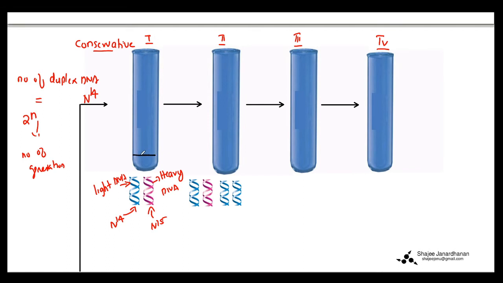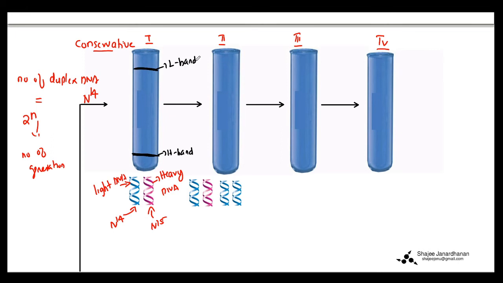One band is at the bottom of the tube that corresponds to the heavy DNA, and you expect another band at the top of the tube that corresponds to the light DNA. Their thickness will be the same, since the concentration of both the duplexes is the same. So you will have a heavy band that corresponds to the heavy duplex and a light band that corresponds to the light DNA.